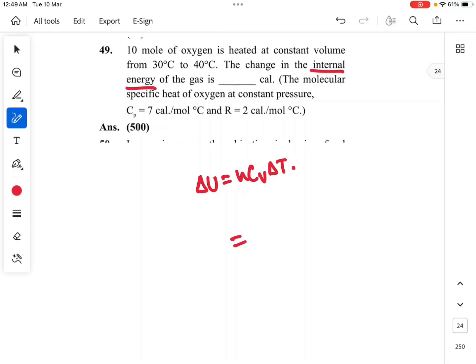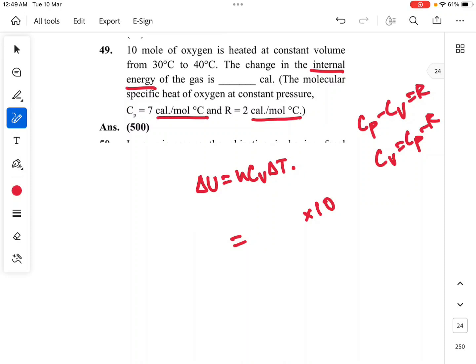So we are interested in delta T. Anyways, you don't have to convert that into Kelvin. So the delta T is 10, multiplied by 10 moles, multiplied by Cv. Cv is what? Cp minus R. Cp minus Cv is equal to R, that you know. So Cv is Cp minus R, which is in calories. Mind it, okay? Calorie per mole centigrade. So I will take care of that. I'll put it as 5 and the number of moles as 10. And I will report this as the answer because anyways the answer is asked in calories.